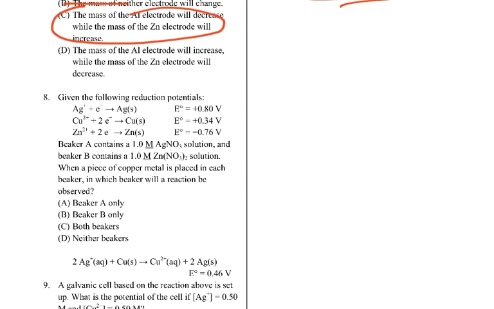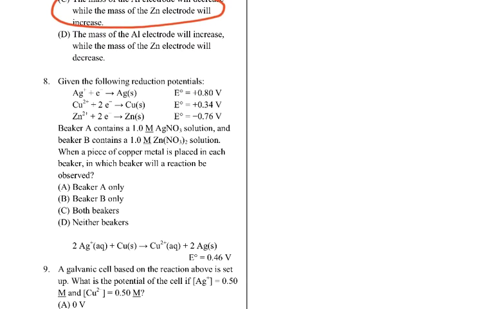Number 8. Given the following reduction potentials, beaker A contains a silver solution, beaker B contains a zinc solution. When a piece of copper is placed in each beaker, in which beaker will a reaction be observed? So we're talking about copper. Now these are, let's check, in the correct order, from highest to lowest. So that means something in the upper left would react with something in the lower right. So we're talking about a piece of copper metal.